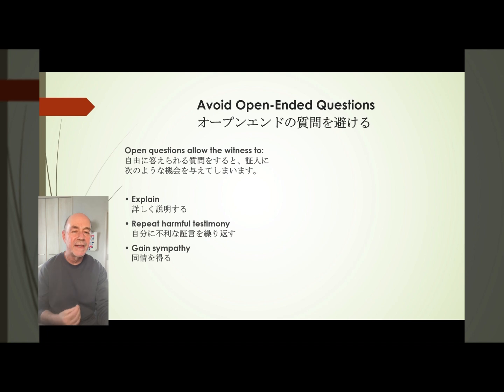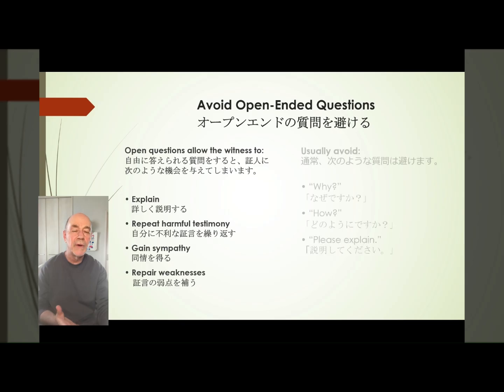Or if they realize that they've said something badly, if you just ask open-ended questions, they can then go back and try to change it or correct it or make it sound better than it is. So usually what you should do is avoid, as I said, questions like why or how or please explain. These are very open-ended and you should try to avoid such questions.